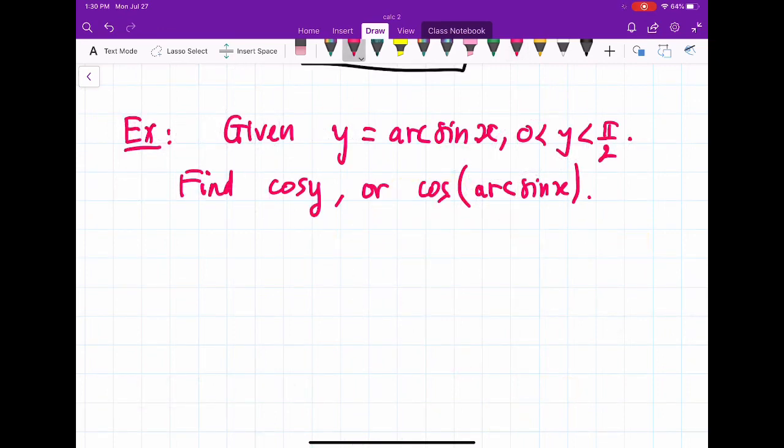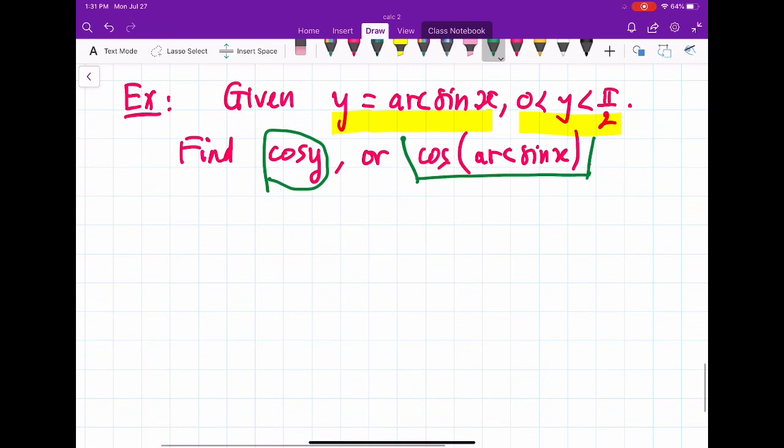Now let's consider this example, and then we move to differentiation of inverse trig functions. They give us that y equal to arcsine of x, okay, and y is in between 0 and pi over 2. x is some number, and we know arcsine of x. They ask us to find cosine of y, or if you write it in full form, that is cosine of arcsine of x. Okay, let me draw that out before we move to the solution.